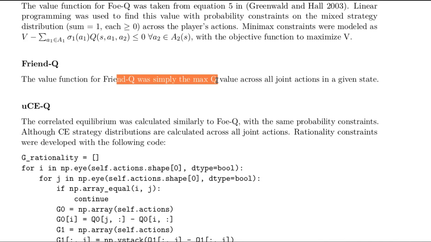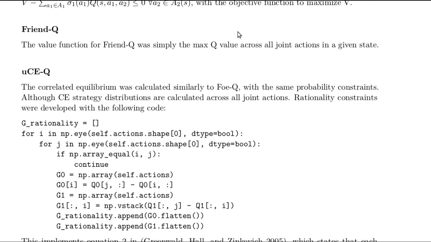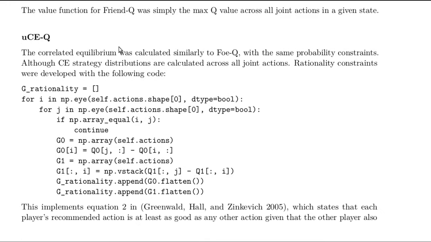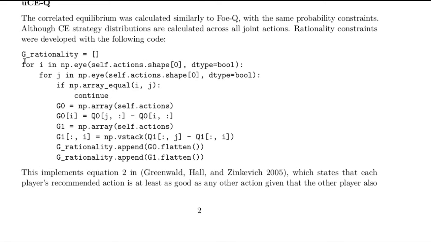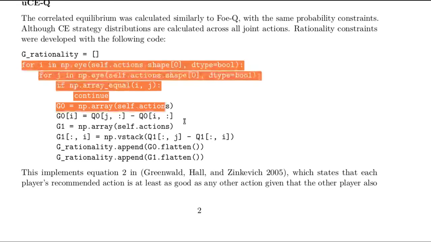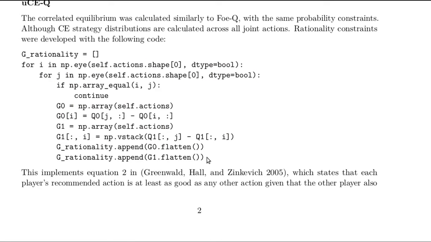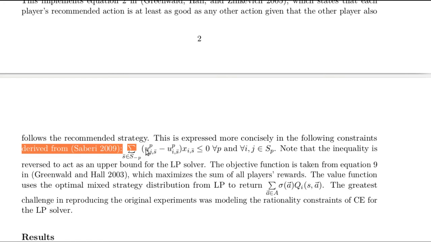Friend Q is simply the max Q value over the joint action state or action space, and then CEQ is basically modeling the rationality constraints, saying that any player's action is at least as good as any other action given that the other players are following the recommended action. So this is all modeled in these rationality constraints, and they also have the probability constraints tied to them. So this is summed up with this right here, saying this is basically the constraints modeled in the linear program.